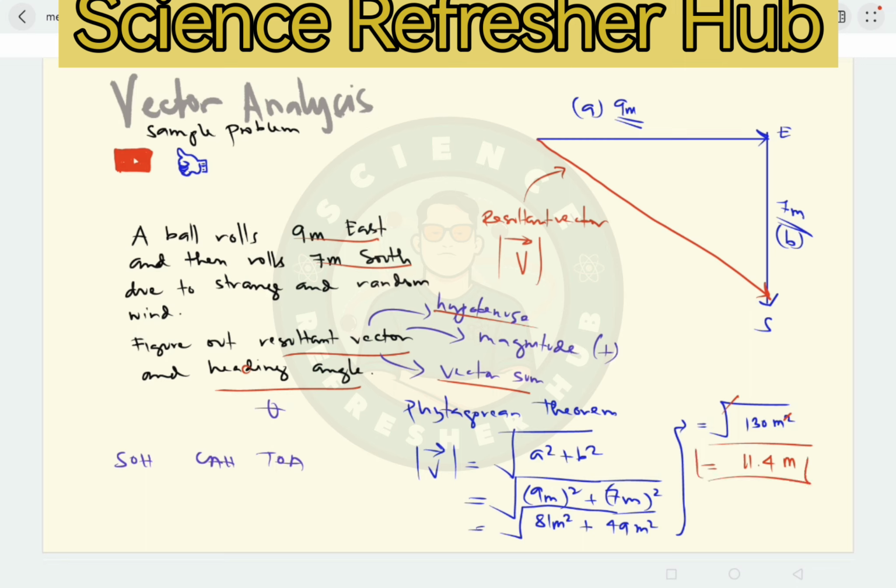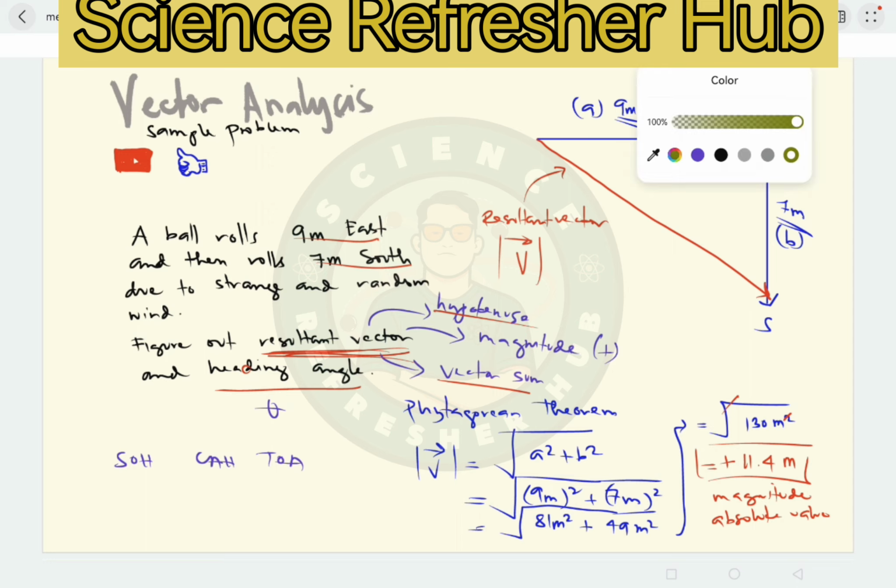Remember, we're talking about the magnitude of the resultant vector, so always provide the positive or absolute value of your answer. Always positive, because we need to find the resultant vector. Okay, we're not yet done. We need to solve for the heading angle.